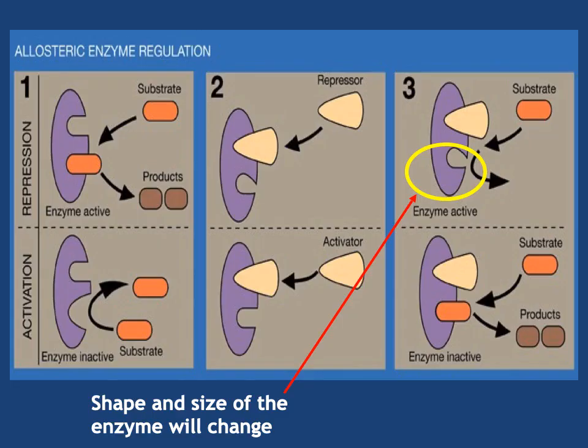So this figure will show you the contrasts of the different effects on an allosteric enzyme, that is, of positive and negative regulators.